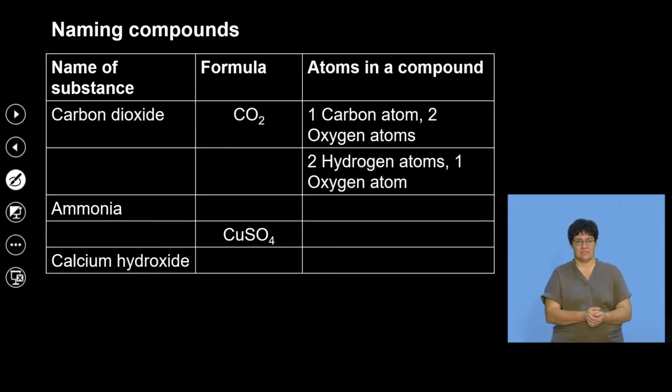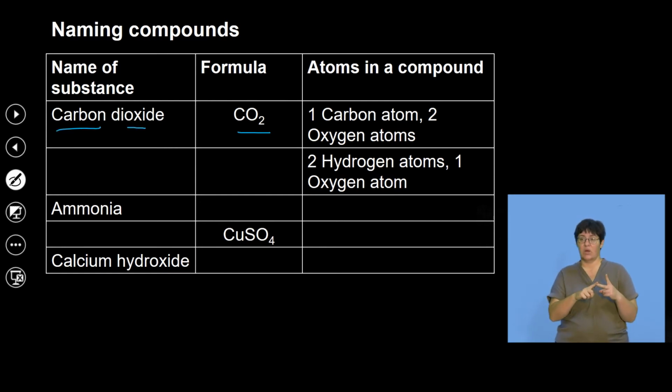Let's look at a simple activity like this one, which has, in the first column, the name, followed by the formula, and then what atoms or elements make up that particular compound. So carbon dioxide, the formula is CO2. What does this CO2 tell us? It tells us that this substance consists of carbon as well as oxygen. Now, the dioxide suggests that there are 2 atoms of oxygen and then 1 carbon atom in this formula.